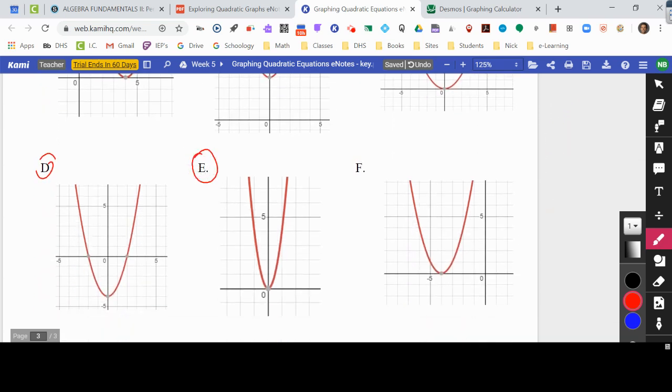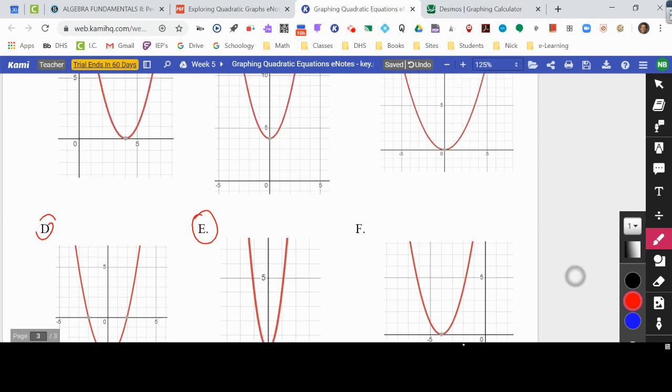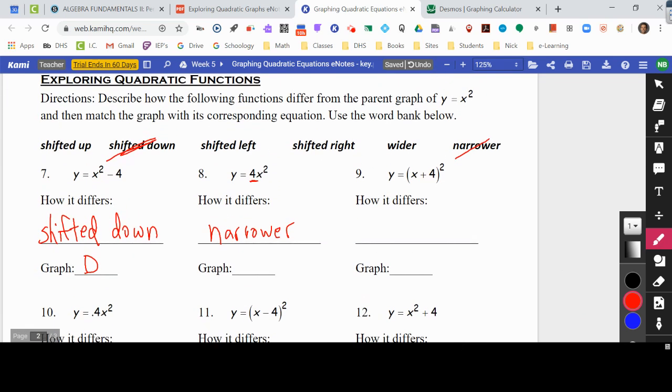Nope. Do you see it? Yep, there it is. It's going to be the letter E. You can see how this graph is compressed or stretched inward. So that's going to be graph E for number 8.